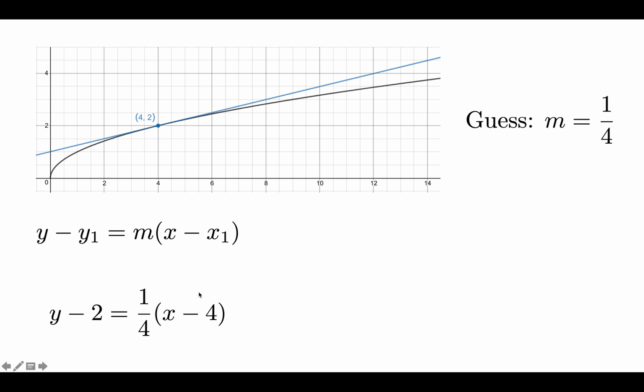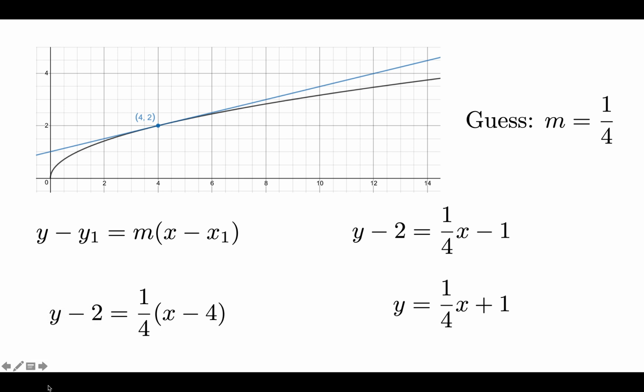distribute this 1/4. I'll get 1/4 x. 1/4 times 4, a quarter of 4 is 1. So up here we're going to get y minus 2 equals 1/4 x minus 1. And then I'm just going to add 2. Plus 2 will get rid of the 2 on the left, and plus 2 will give me a plus 1 on the right. So that is my best guess for the equation of a tangent line.